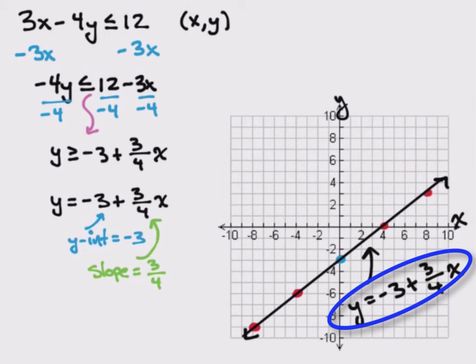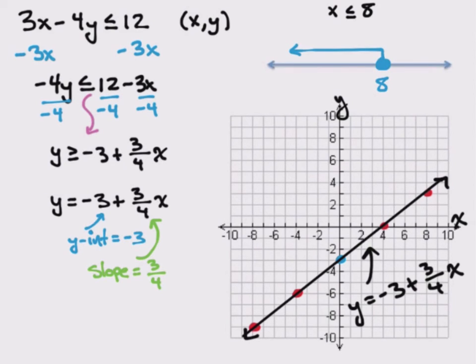And so that's why we draw a solid boundary line, to show that these ordered pairs are part of the solution set. This is the exact same thing as drawing in a filled-in circle before, when we had x is less than or equal to 8.